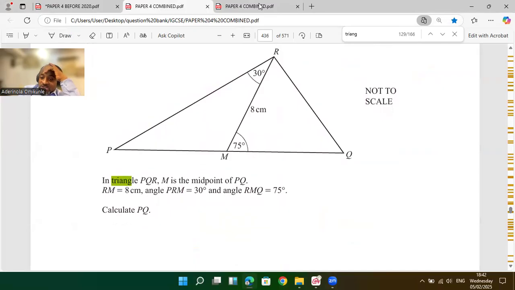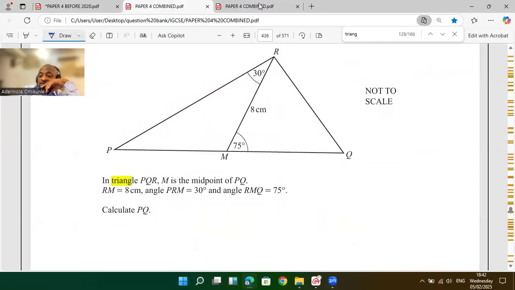Okay, so this question says in a triangle, M is the midpoint of PQ, and we are told to calculate PQ. So we're finding the whole of PQ. If M is the midpoint of PQ, it means this place and this place are both equal. So if we can find either of them, we can just multiply by 2.